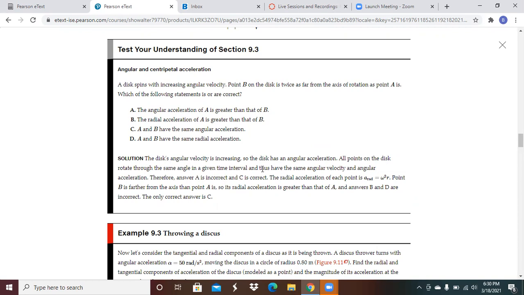So if they have the same angular velocity and same angular acceleration, then we have to rule out A, but C is in fact true because that's what it's saying here. A and B have the same angular acceleration. The radial acceleration on each point is going to be given by this. So point B is farther from the axis than point A, so the radial acceleration is going to be greater than that of A. And so in other words, B is going to have greater angular acceleration. And answers B and D are therefore incorrect. So the only answer out of this is going to be C.